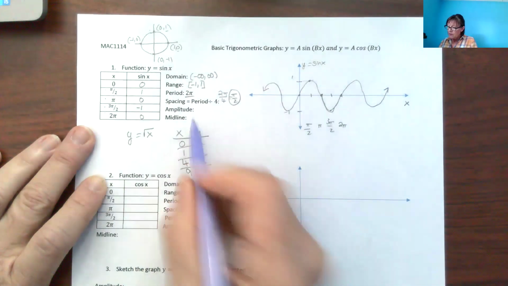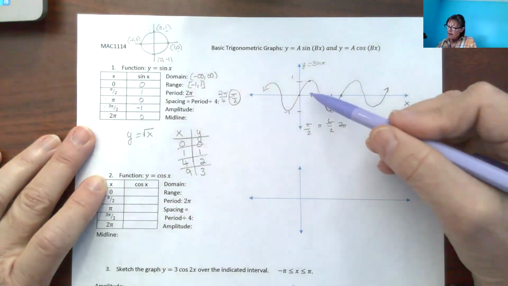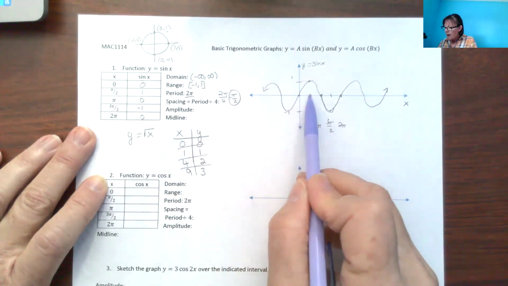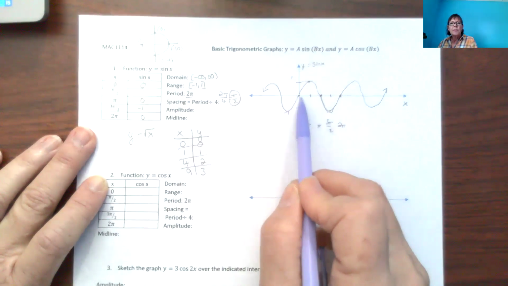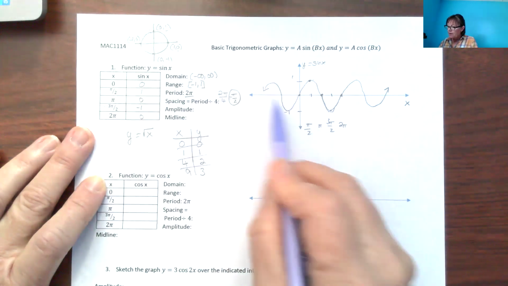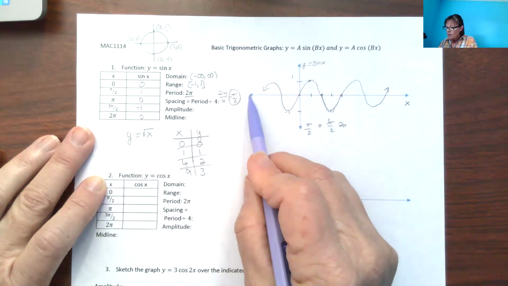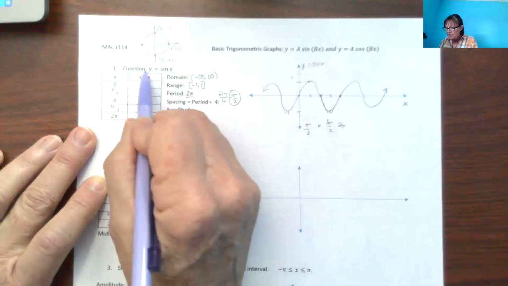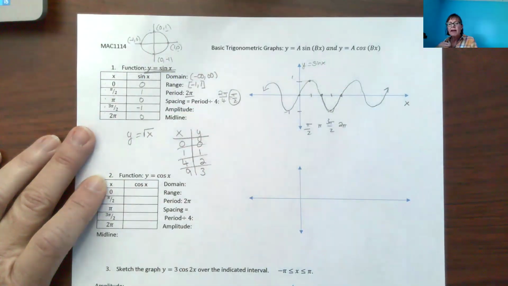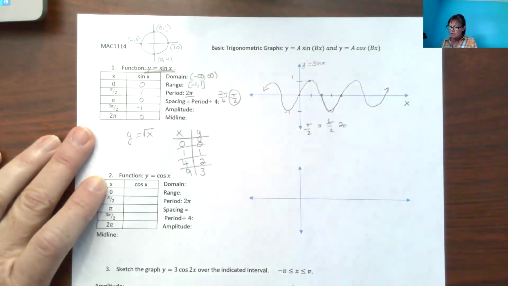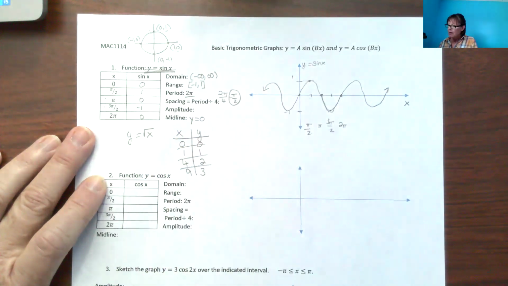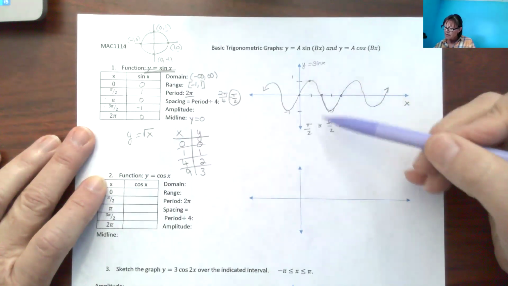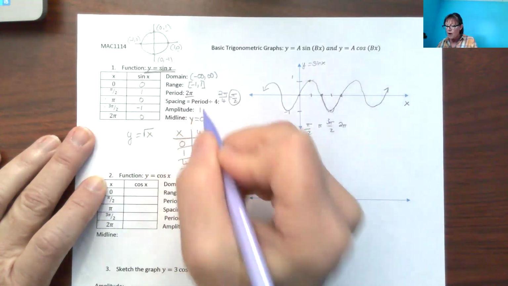The amplitude is how high and low our graph will go from the midline. Now the midline is the middle of the graph. So for the basic graph, sine x, without any kind of stretches, shrinks, transformations of any kind, y equals the sine of x, the midline is y equals 0, which is the x-axis. The amplitude is up 1, down 1. So the amplitude is 1.